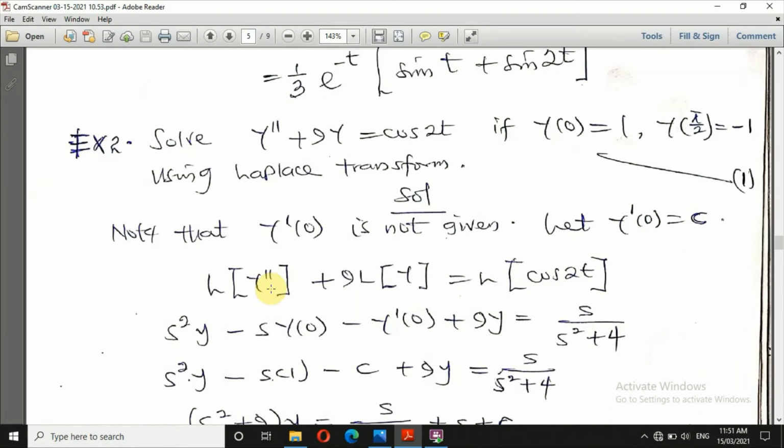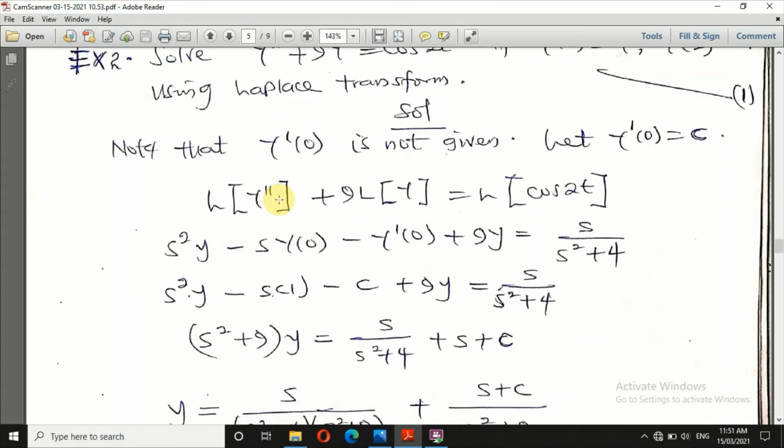So let's proceed now. Laplace of both sides. Laplace of the second derivative will give me s squared Y. Laplace of y will give me Y, that's 9 times Y. Then Laplace of cos 2t will give me s over s squared plus 4. Now what's the next thing? Let me substitute. This is y of 0. Y of 0 is 1. Then what is y prime of 0? That is c, the one we assumed. So let's put this one here now.